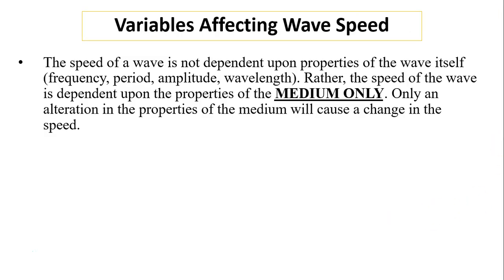Variables affecting wave speed. The speed of a wave is not dependent upon properties of the wave itself, such as frequency, period, amplitude, or wavelength. Rather, the speed of the wave is dependent upon the properties of the medium and the medium only. So only alterations in the properties of the medium will cause a change in the speed. For example, in the class, everybody talks in the same medium, which is the air. So everybody's sound travels with the same speed. It doesn't matter what kind of sound you have.